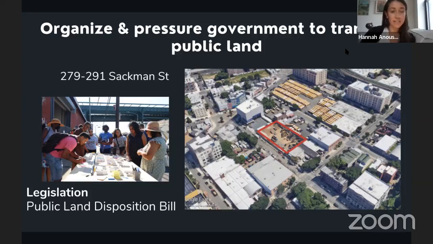And the legislation that supports this is the Public Land Disposition Bill that was introduced by Councilmember Ressler. What it does is it gives community land trusts and nonprofits priority when the city transfers public land. So it's a way of stopping the city from transferring public land to for-profit developers who are focused on making a profit.